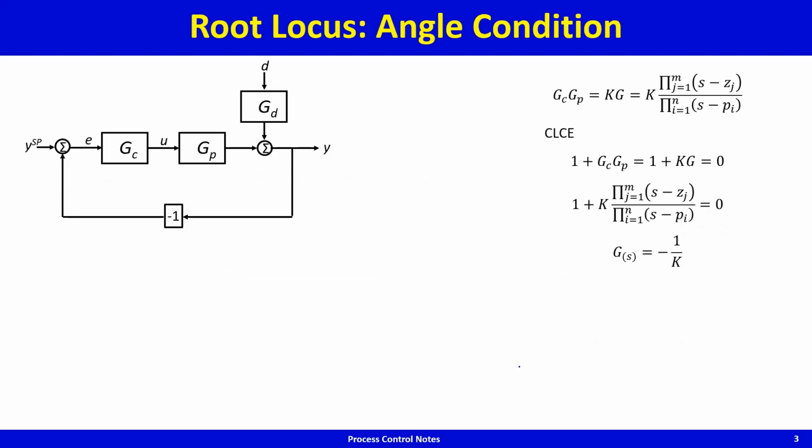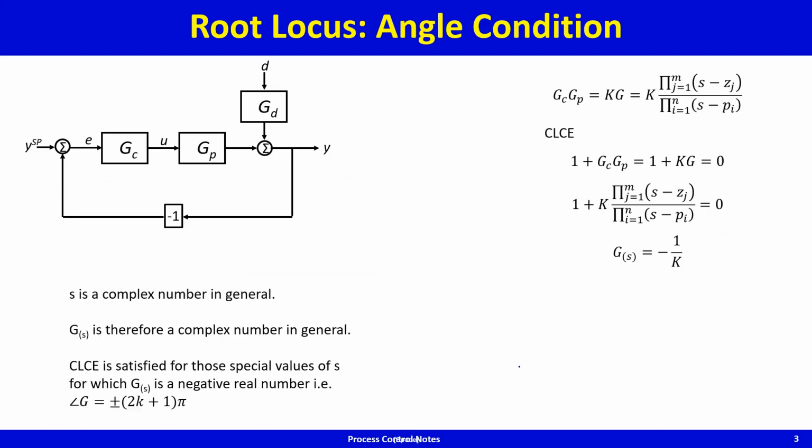And it is good to verbalize it. S is a complex number in general. G of S is therefore a complex number in general, and therefore this equation implies that we are looking for those special values of S for which G of S is a negative real number.